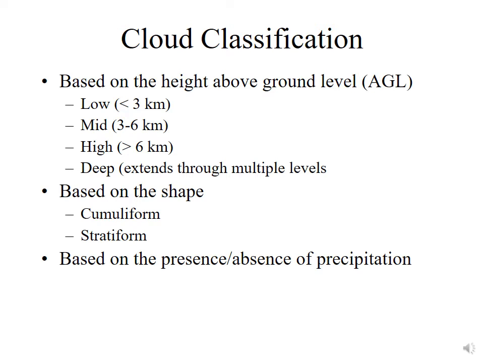And it should be noted that these ranges for low, medium, and high are somewhat subjective and are latitude dependent. For example, because the troposphere changes height dramatically between the equator and the poles, the definitions for low, medium, and high clouds have to expand as you move towards the tropics. And then on the cloud shape, we have our cumuliform and stratiform, which we will be defining next.